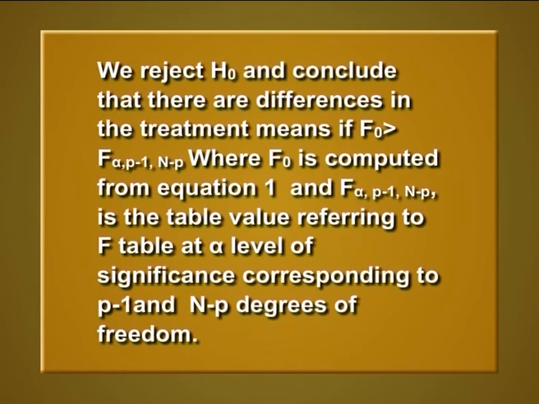We reject H naught and conclude that there are differences in treatment means if F naught is greater than F alpha, p minus 1, n minus p, where F naught is computed from equation 1 and F alpha, p minus 1, n minus p is the table value referring to the F table at alpha level of significance corresponding to p minus 1 and n minus p degrees of freedom.